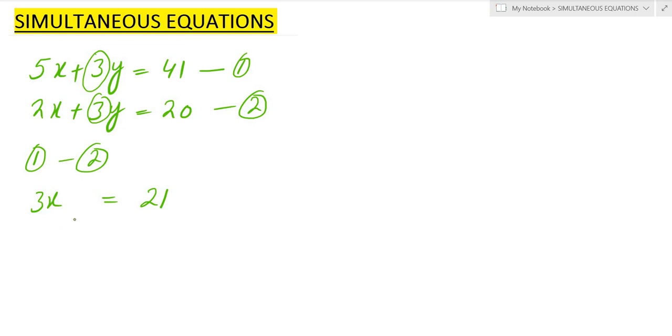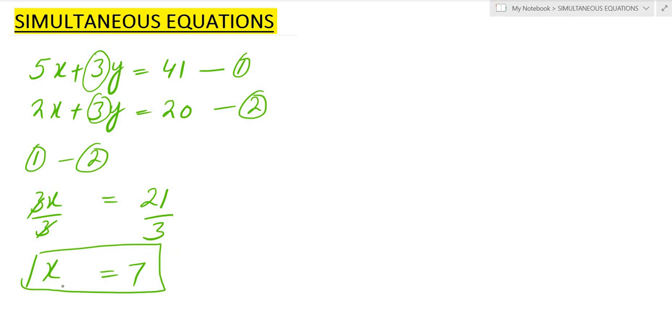Now to find x, we have to divide by 3 on both sides. So I'm going to divide by 3 over here and I'm going to divide by 3 over here as well. So this is going to be cancelled out. So x is equal to 7. So we got x. Now we need to find y as well.